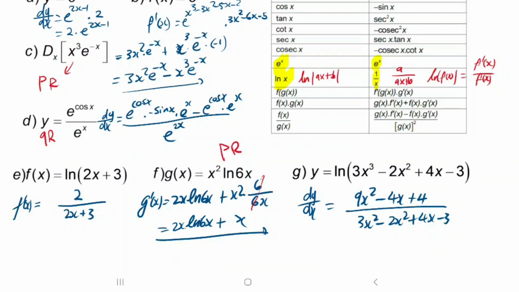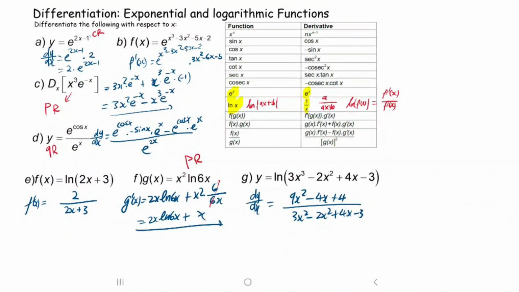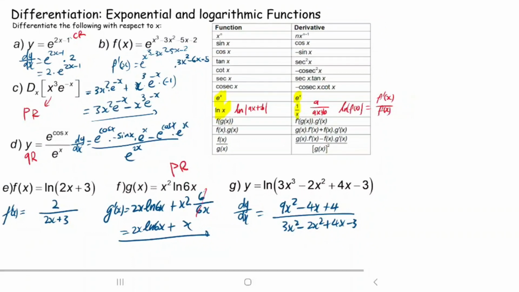I hope this video has made sense in helping us summarize the derivatives of these exponential and logarithmic functions. I hope this has made sense, and I shall see you in the next video.